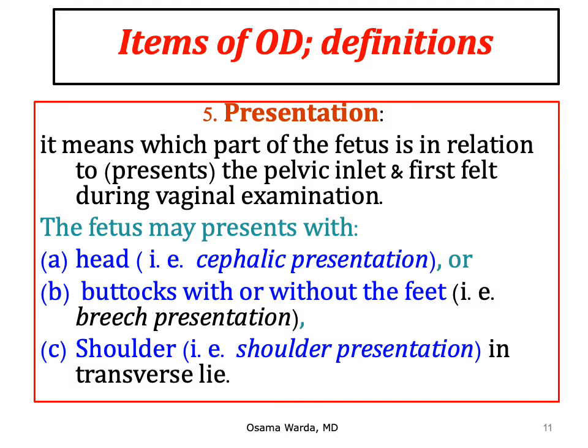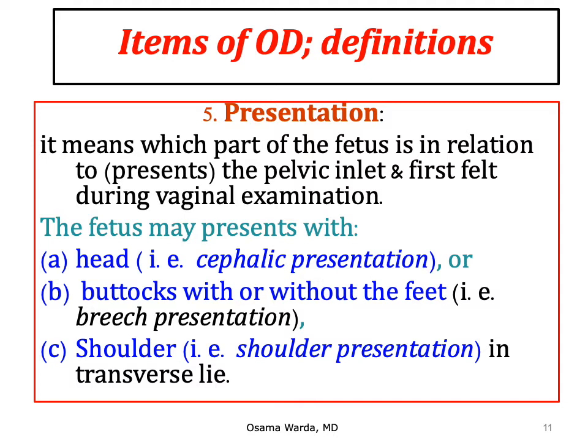The vertex here is the fetal head part bounded anteriorly by the coronal suture and the anterior fontanelle, posteriorly by the lambdoid suture and the posterior fontanelle, and laterally by two imaginary lines passing through the parietal eminences, and this is the vertex. The most prominent bony landmark of this vertex is the occiput. So we have the vertex presentation or occiput presentation when the fetal head is fully flexed.